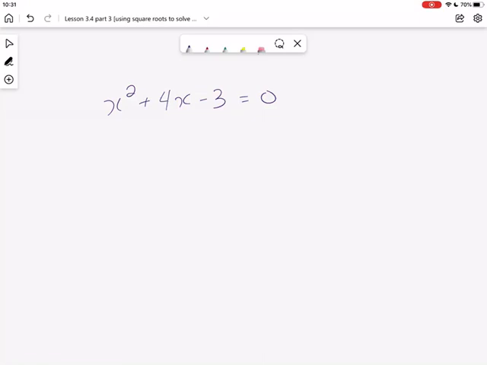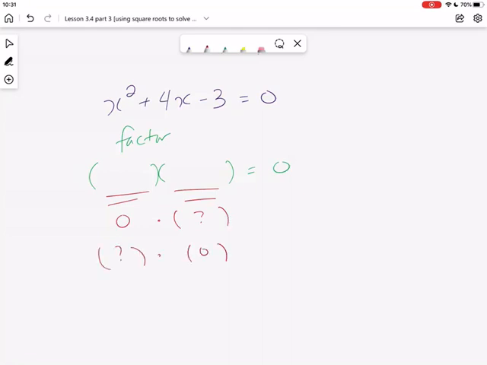And what I would want to do is start to factor this, so that if I can spot its binomial factors, then I know from a previous lesson that if one of these is equal to 0, who cares what this is, the whole thing will be equal to 0. And this will work if I can factor this guy.